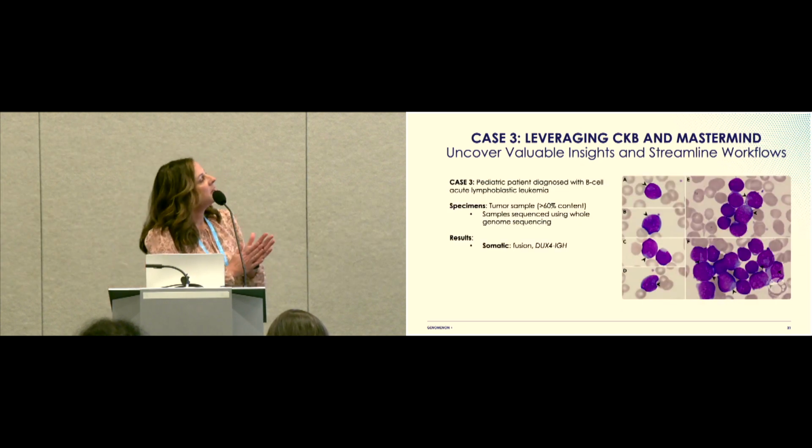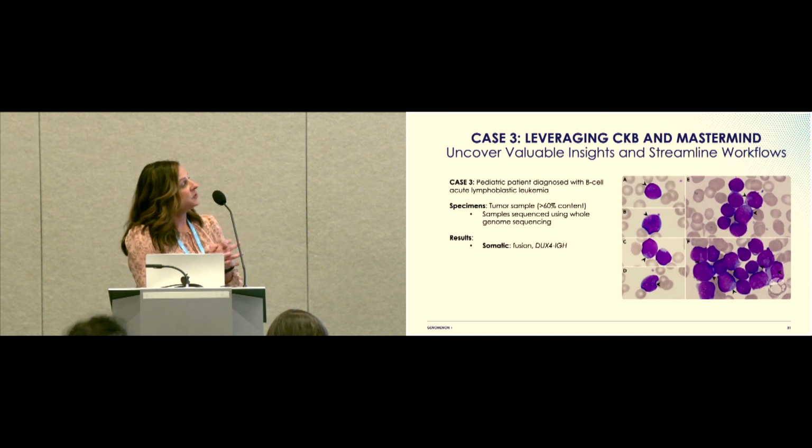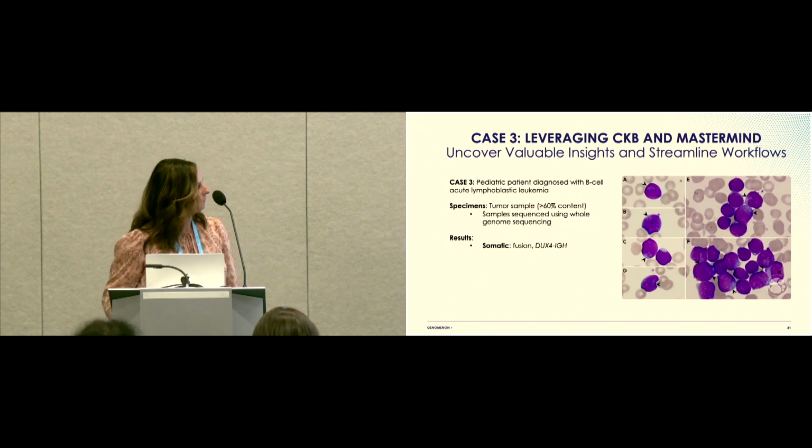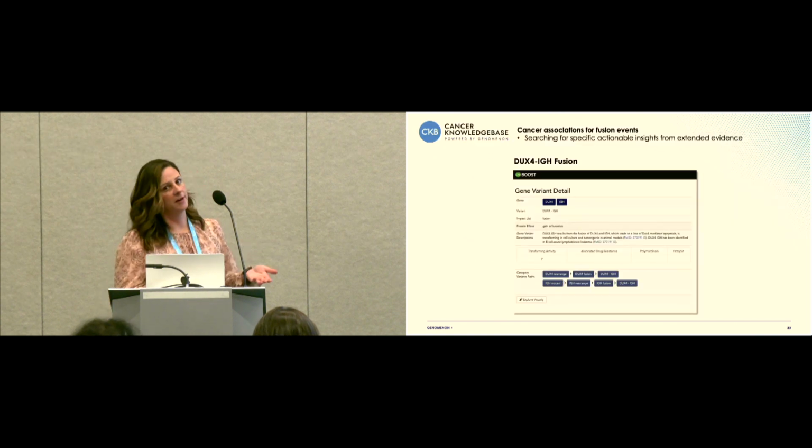All right, case 3. So this case is a pediatric patient diagnosed with B-cell acute lymphoblastic leukemia. Tumor sample was used for sequencing, specifically whole genome sequencing. And what was identified was a fusion, so DUX4 IGH fusion. What can we find on this fusion?